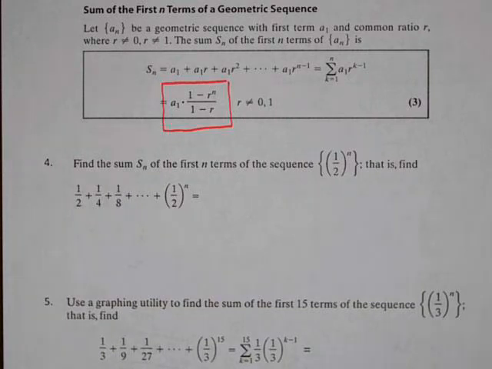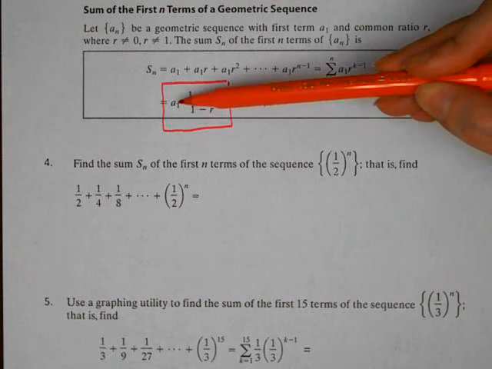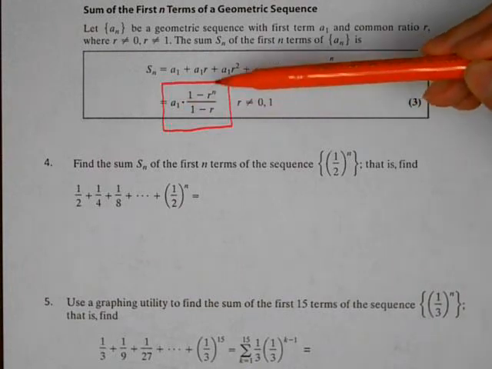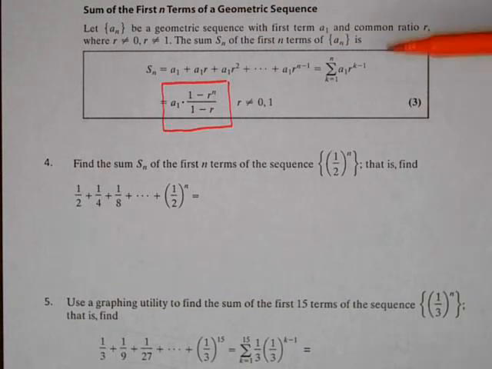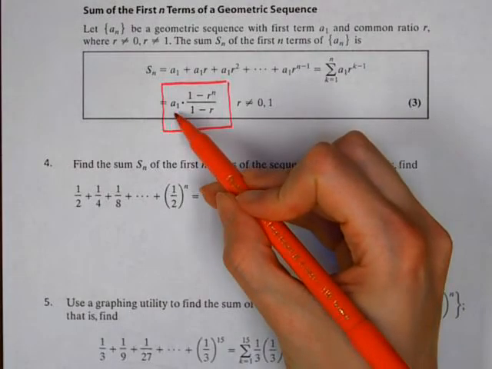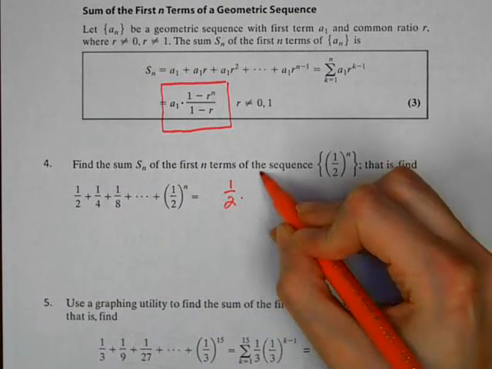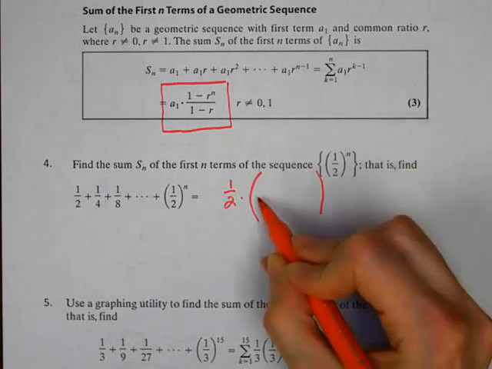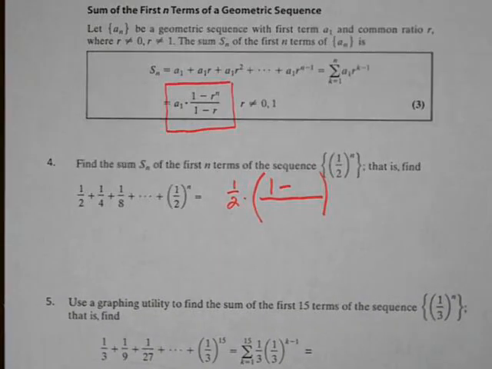All right, so find the sum. We need a sub 1, we need r, and we don't know what n is on this one, so we won't have an actual number answer. We'll just have it in terms of n. So let's just plug stuff in. A sub 1 is 1/2. And then I like to put a big parenthesis here. 1 minus r. Oh, we didn't find r.